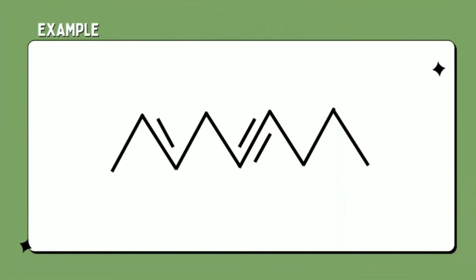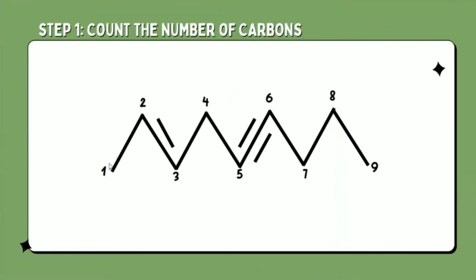Example number 1. We have to count the number of carbons, of course. We will start here at the left. 1, 2, 3, 4, 5, 6, 7, 8, and 9. So, we have 9 carbons. That means we are going to use the prefix nona.